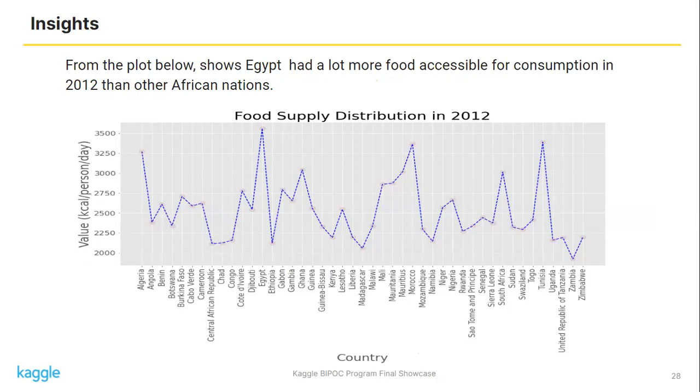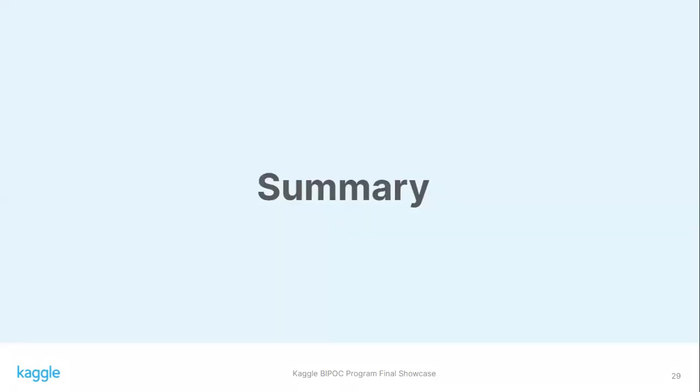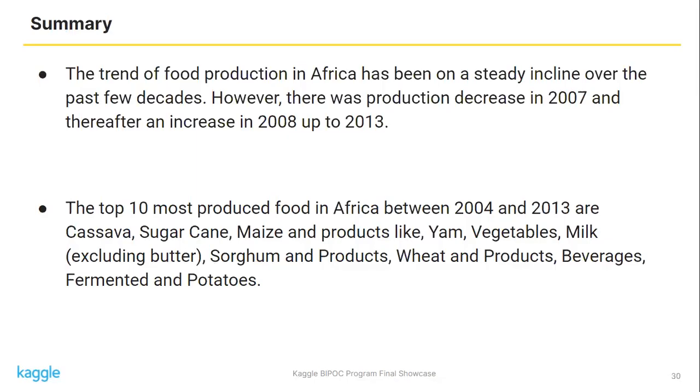Finally, the plot below shows that Egypt had lots more food accessible for consumption in 2012 than any other African nation. In summary, the trend of food production in Africa has been on a steady incline over the past few decades. However, there was a production decrease in 2007 and thereafter an increase in 2008 up to 2013.